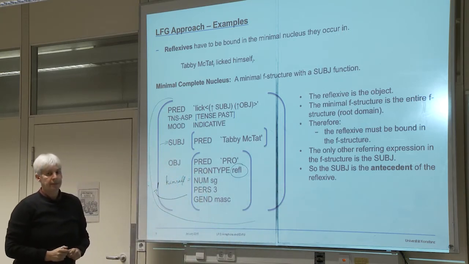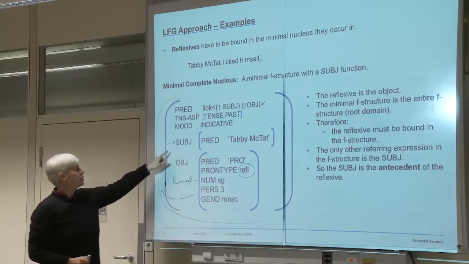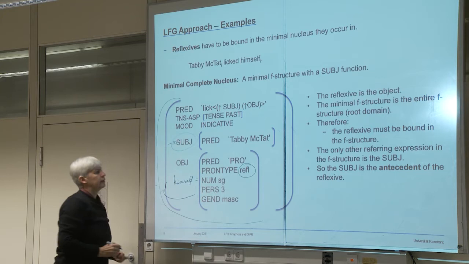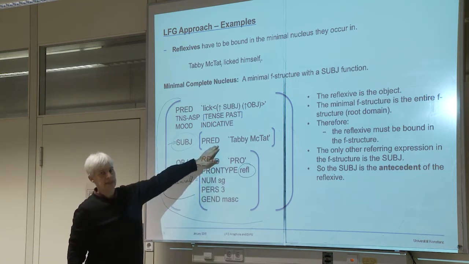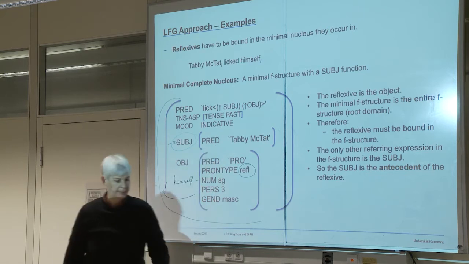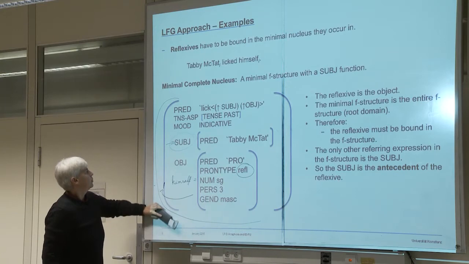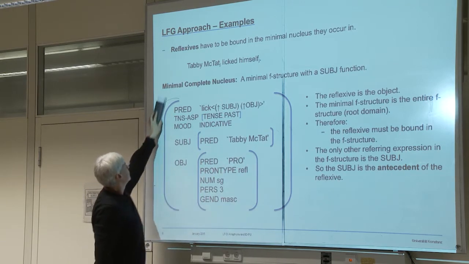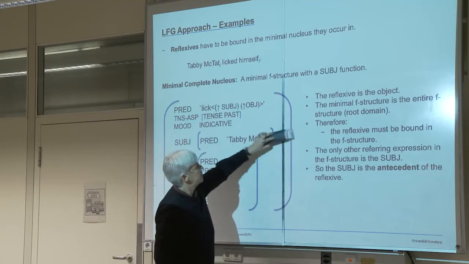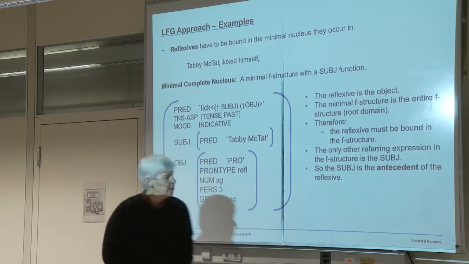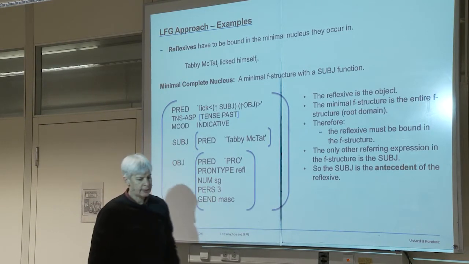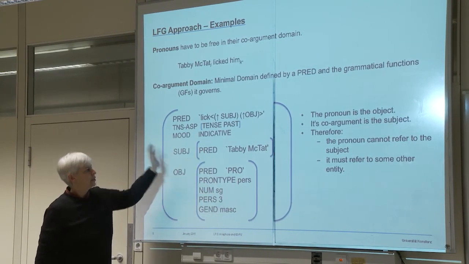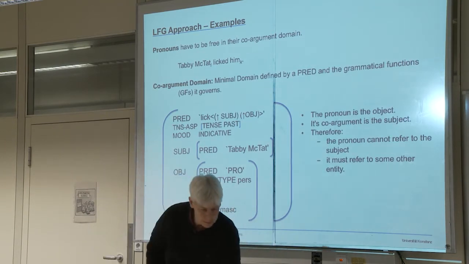And it has to be bound by something. The reflexive has to be bound by something in this whole F structure. Well, the only thing that's there is this. So in this case, himself refers to Tabby McTat. That's the only thing that's there. Okay? And what one also says is that the subject is the antecedent of the reflexive. So in this case, himself refers to Tabby McTat. In the previous case, where we had him, it could not refer to Tabby McTat, but to somebody else. And it falls out from these principles that we have here.